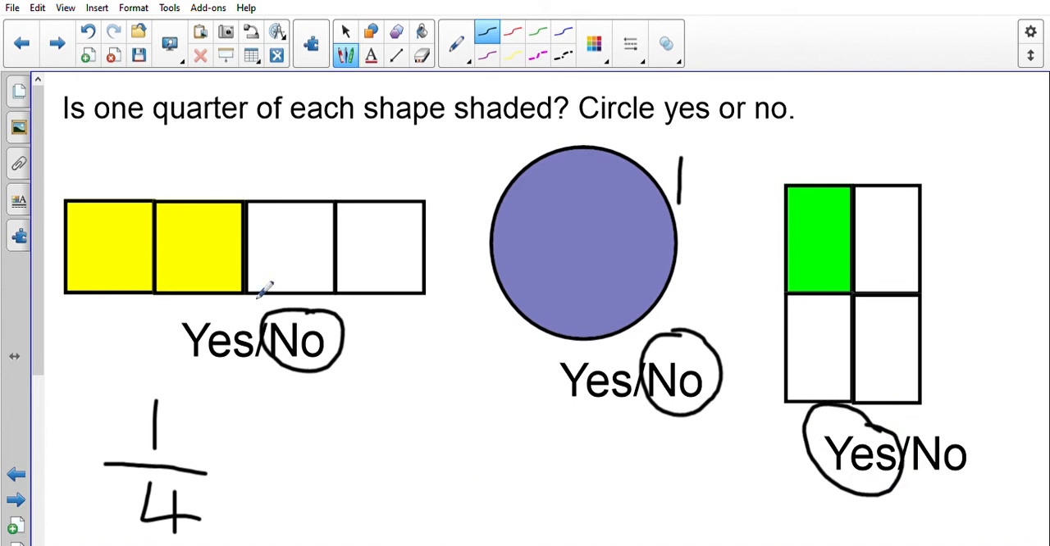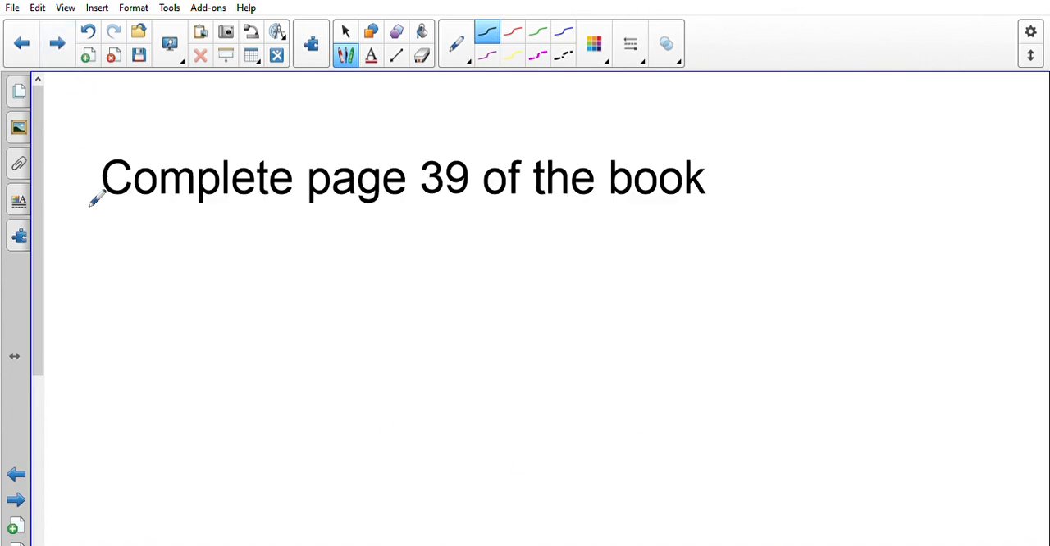Fantastic. Great work. So today I would like you to complete page 39 of the book, where you'll be looking at some thirds and some quarters, and I'll give you a challenge to do as well. Have a lovely weekend, and I'm sure that you're all going to be working really hard today so that you'll deserve a nice relax at the weekend.